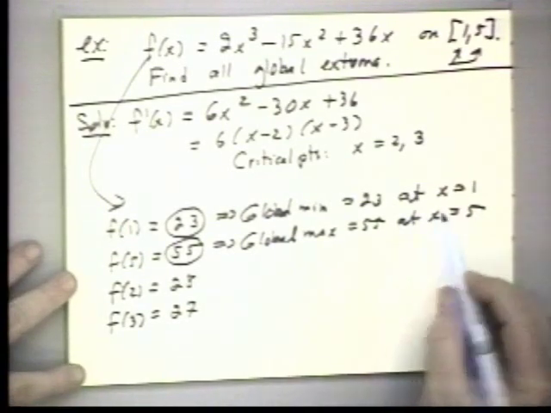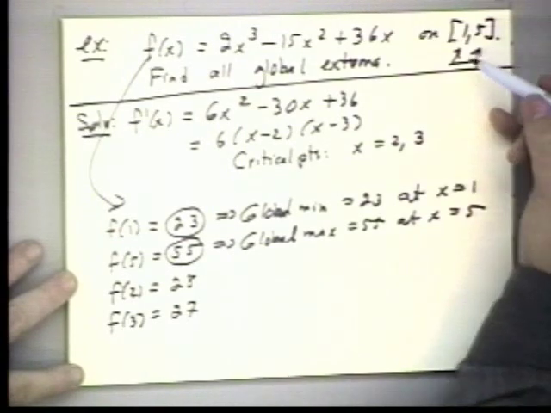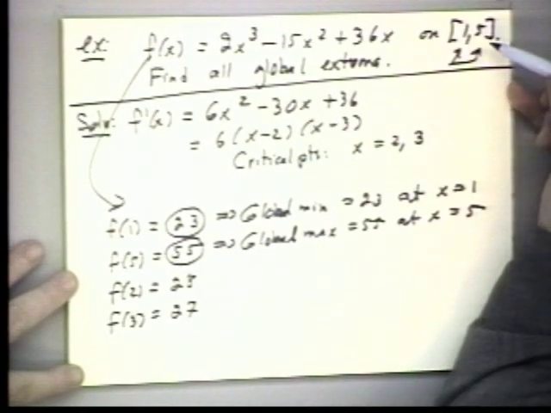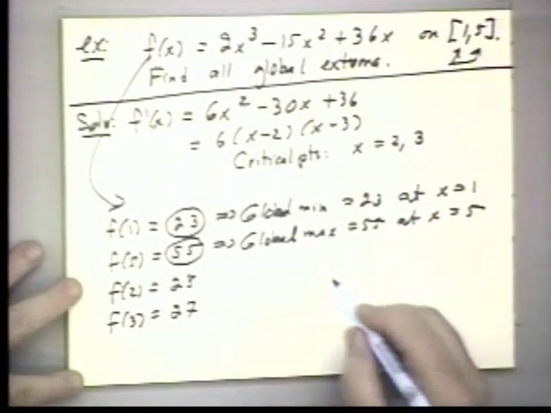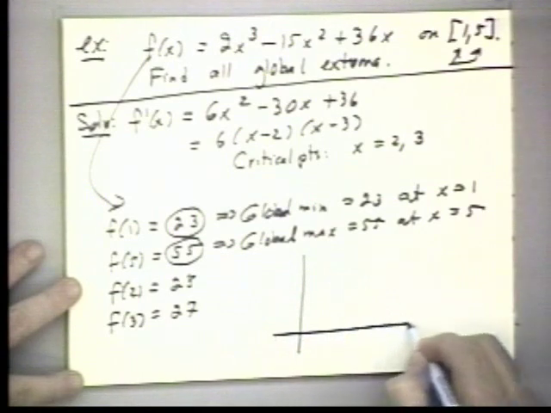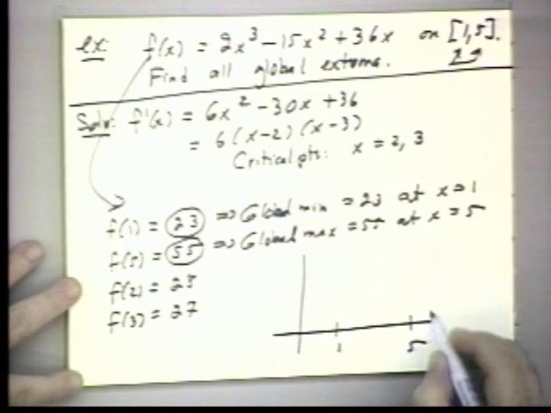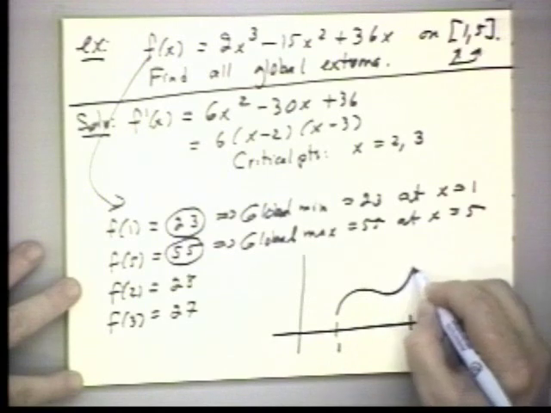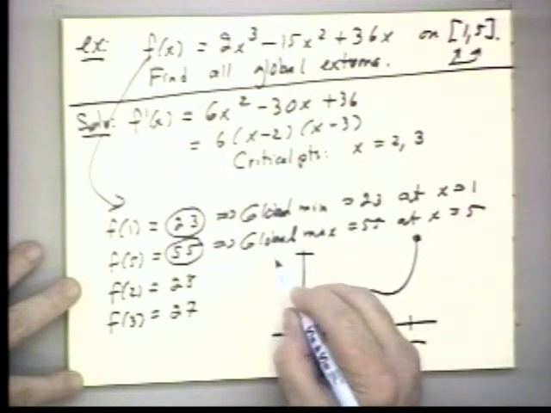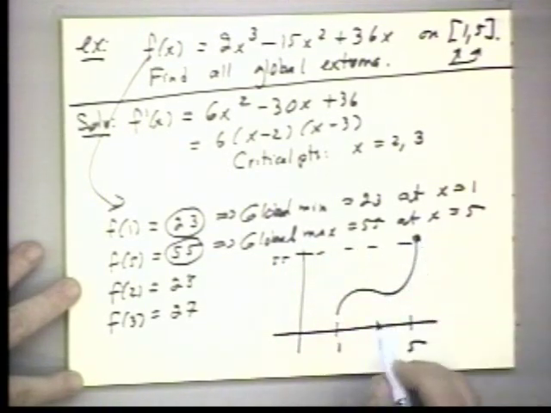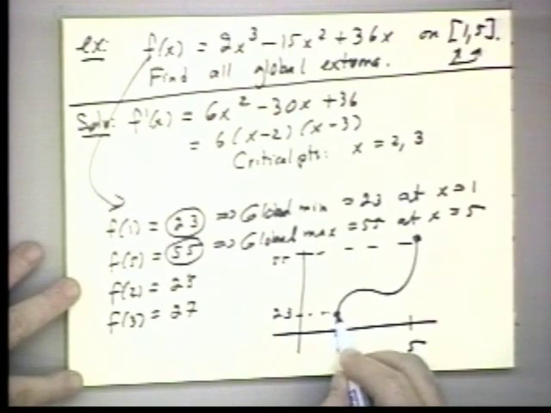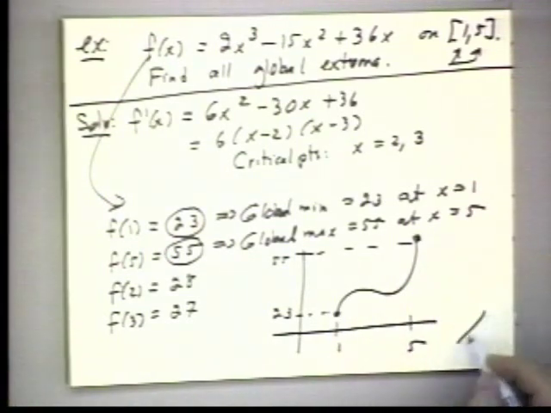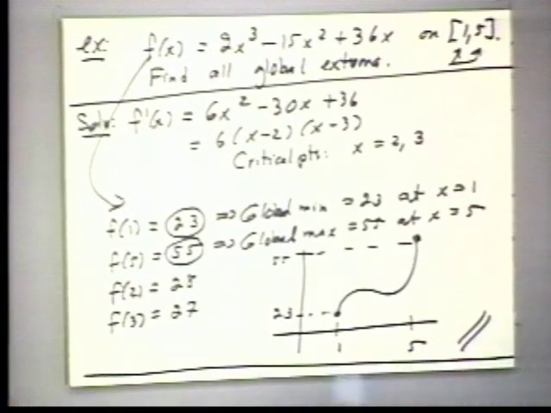So it turns out in this problem, the global min is at the left endpoint and the global max is at the right endpoint. Now, it doesn't always happen that way. Very often it's in the middle, but not in this one. And if we actually look at a quick sketch of the graph on 1 to 5, it has a picture that looks something like this, where this is a height of 55, which gives us our global max, and this is a height of 23, which gives us our global min for this particular function. So that should be something that you'll find very easy to do as you do problems on your own.